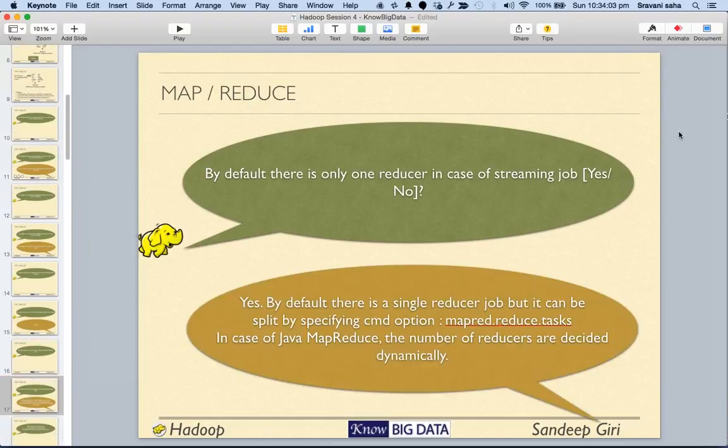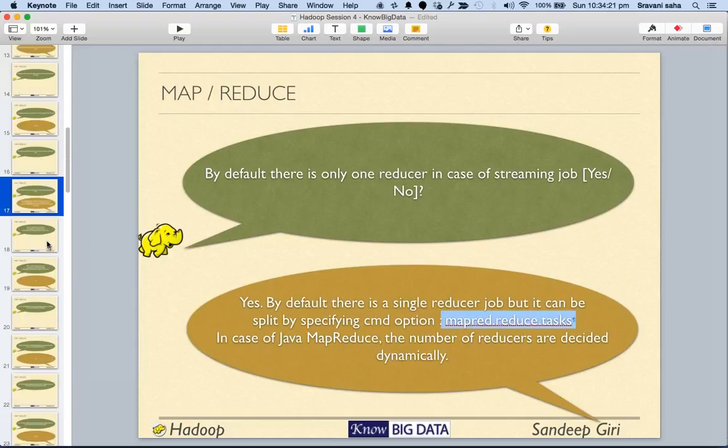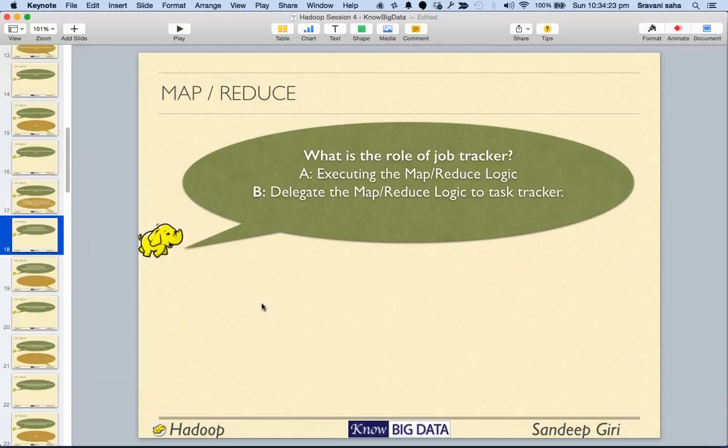Yes, by default, there is a single reducer job, but the number of reducers can be increased by specifying this particular variable on the command line. Number of reducers in case of Java map reduce are dynamically decided. All right. What is the map role of a job tracker?